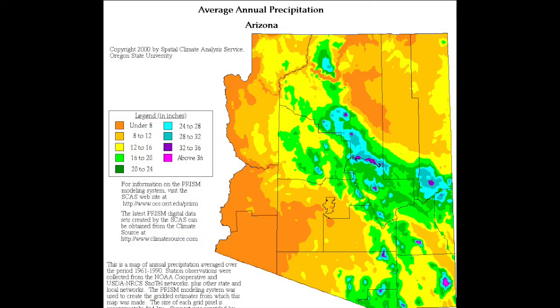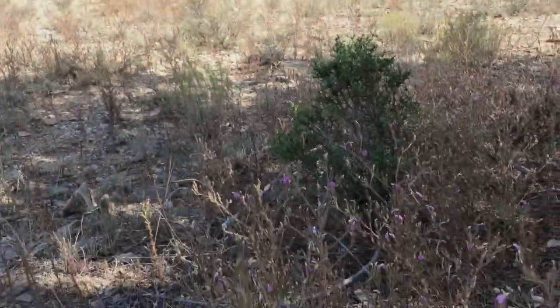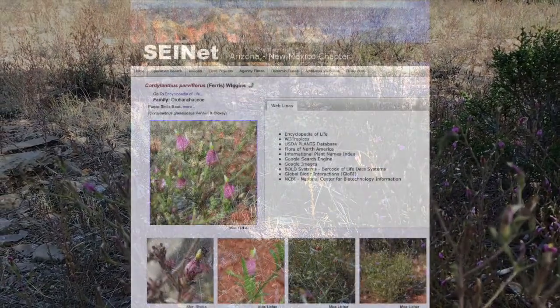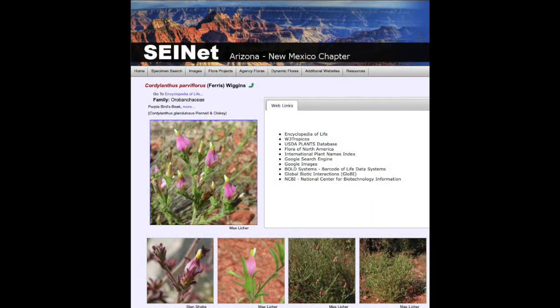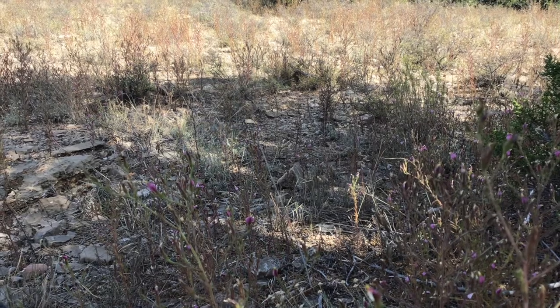The average amount of precipitation in this landscape, I'm going to guess, is 12 inches historically. We've probably moved into the 7 to 10 range. So that's the context that this plant lives in. The scientific name for this plant is Cordylanthus parviflorus. Cordylanthus, the genus, is a combination of two roots, cordy, which means club, and anthus, which means flower, and the species epithet, parviflorus, just simply means small flower.